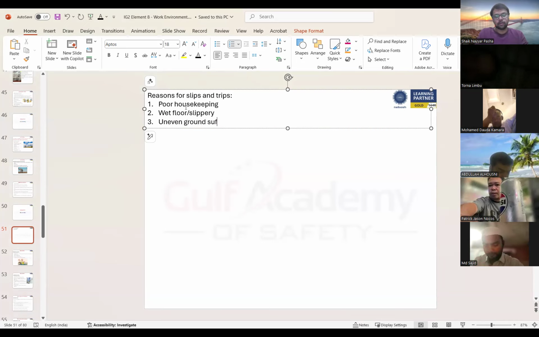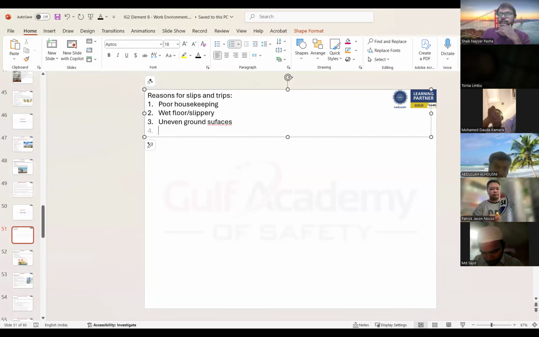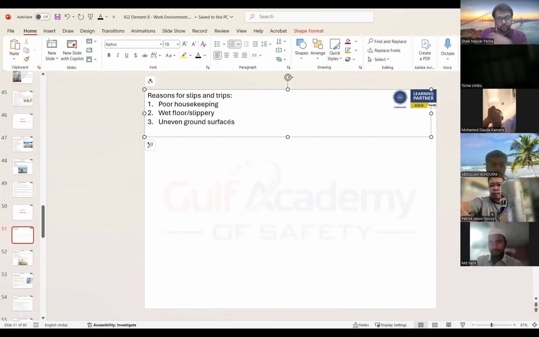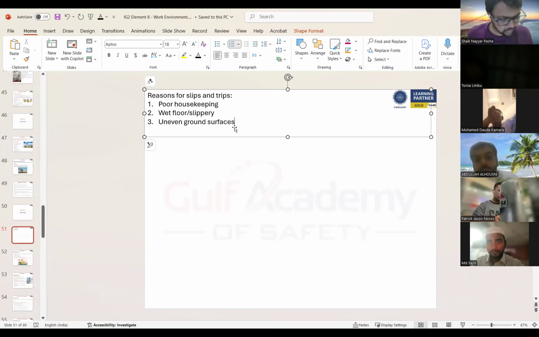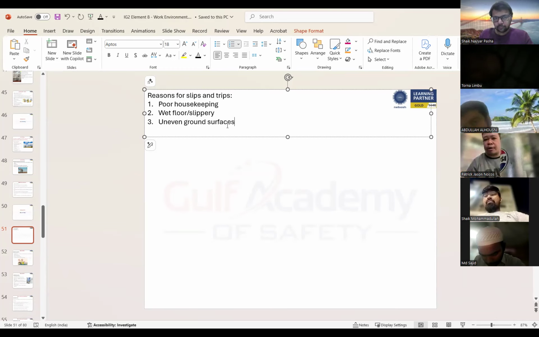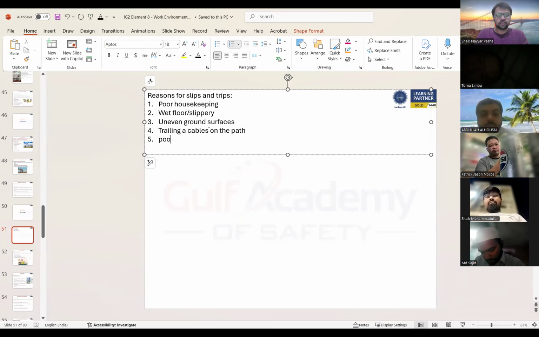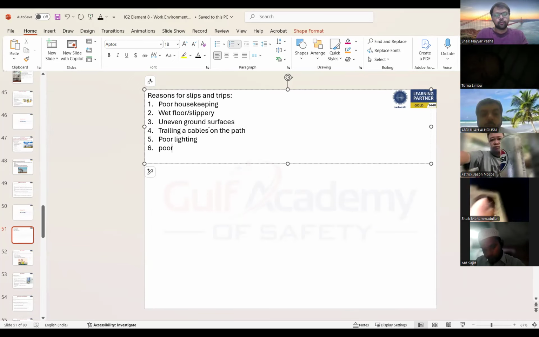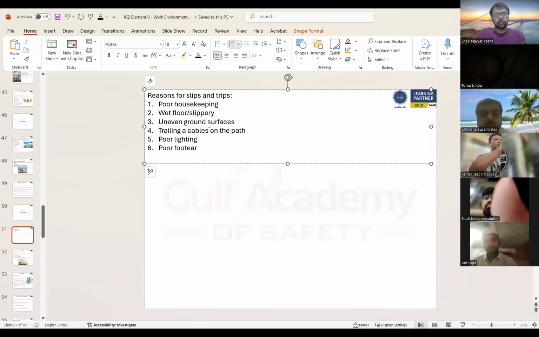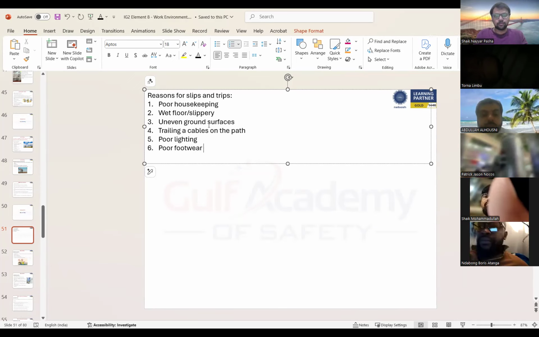Poor cable management, trailing cables across the path. Poor lighting, so workers could not see things clearly. Poor footwear, or you can say no anti-slip footwear, or damaged footwear.